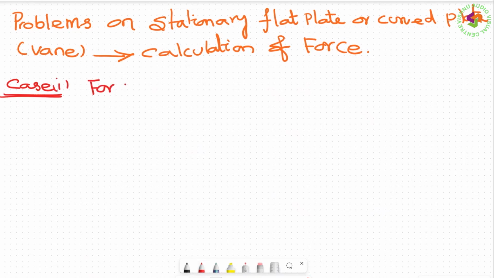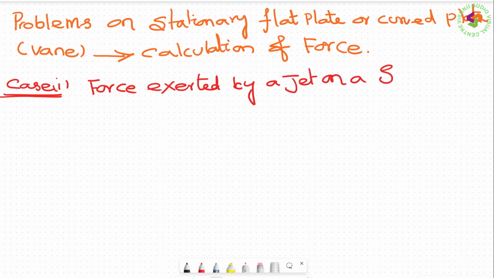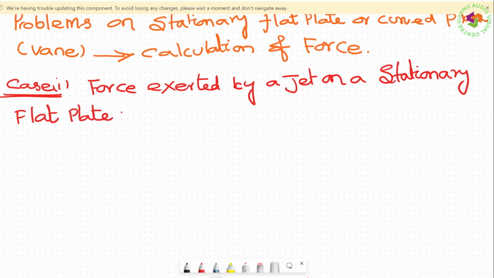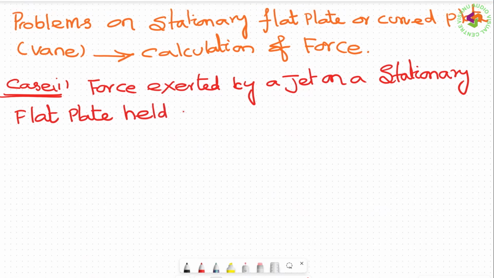Force exerted by a jet on a stationary flat plate held normally.